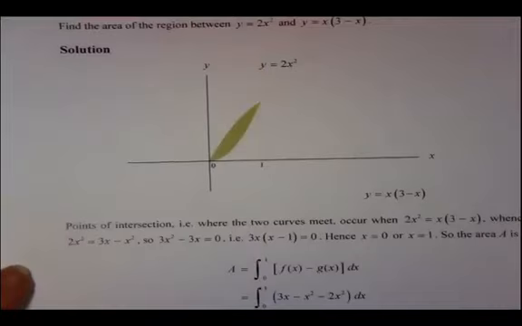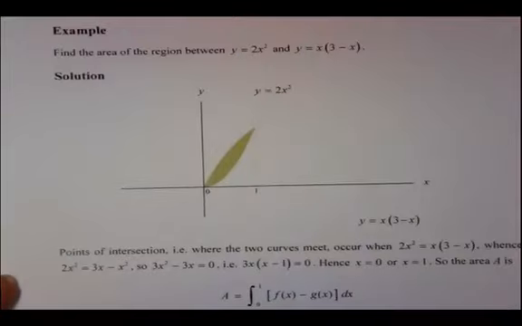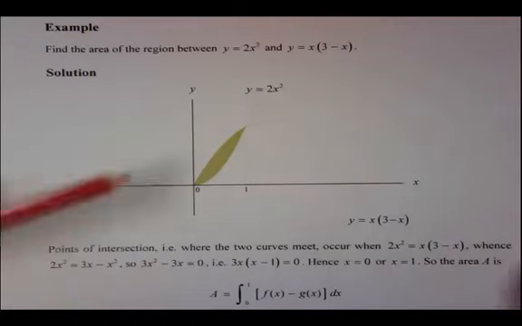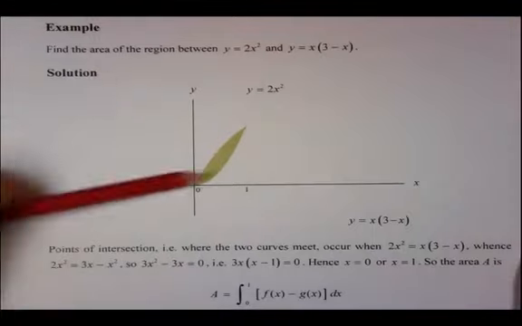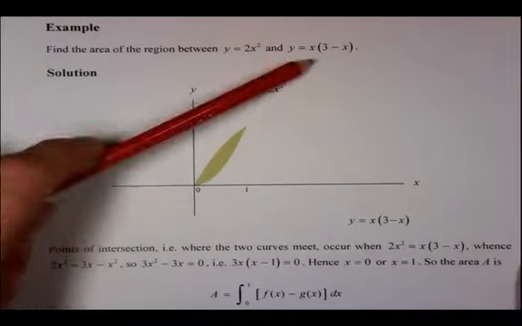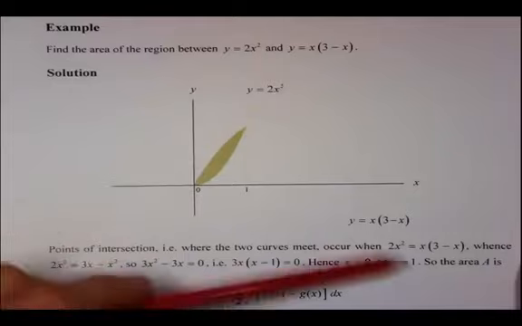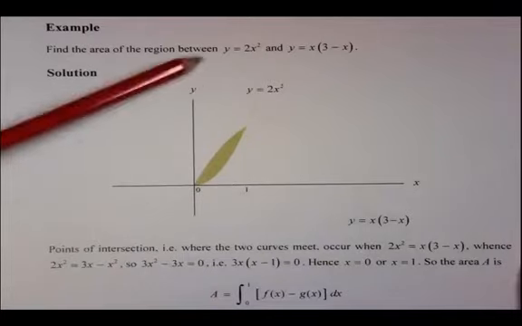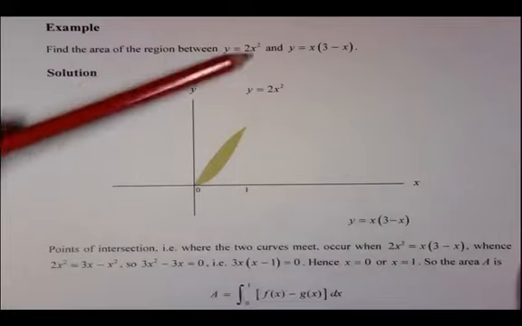Let's have a look at an example. Here in a lovely pale olive green is the area between two curves. We've got y equals 2x squared. That's our parabola there, facing up. And y equals x(3 minus x). That's our concave down parabola there. And we're looking at the region between them.